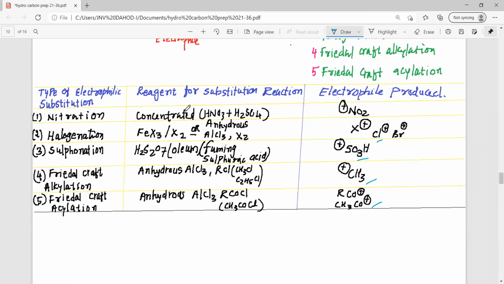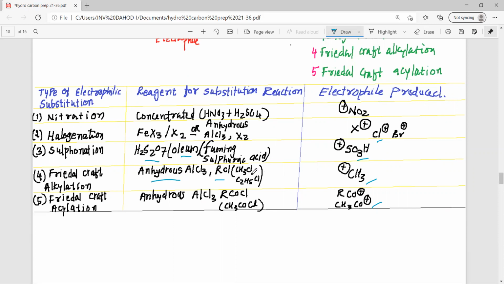You can see that for nitration we use the reagent concentrated HNO3 and H2SO4. For halogenation we can use FeX3/X2. That means we can use FeCl3/Cl2 or FeBr3/Br2, or even we can use AlCl3/Cl2. Same way for sulfonation, my dear students, we use H2S2O7, which is also known as oleum or fuming sulfuric acid. For Friedel-Crafts alkylation, we use anhydrous AlCl3 and RCl. RCl may be CH3Cl or C2H5Cl, whatever the group we want to add.